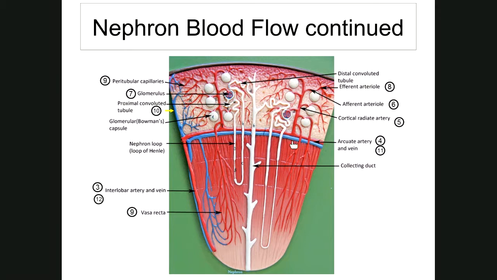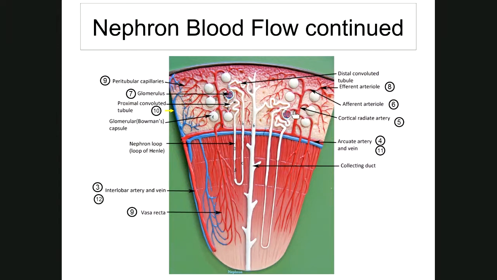You see how a radius goes from the center out to the periphery of a circle? It's going from the center out. So they're called cortical because they're in the cortex and they're radiating out away from the arcuate toward the capsule, and they're arteries.